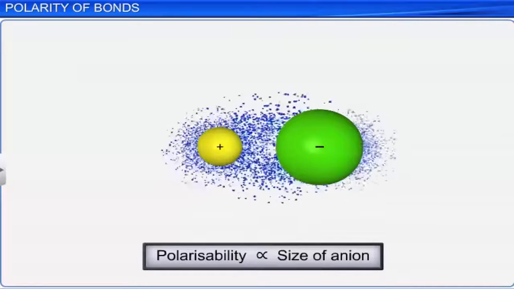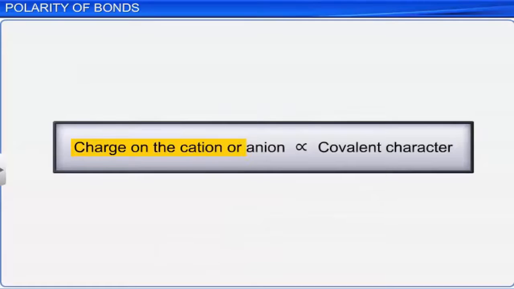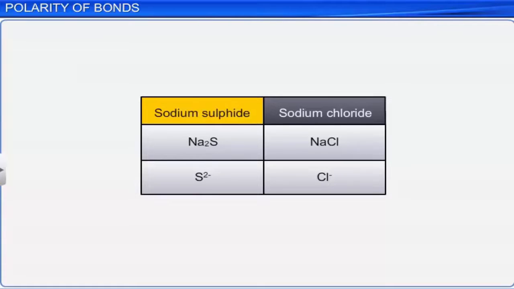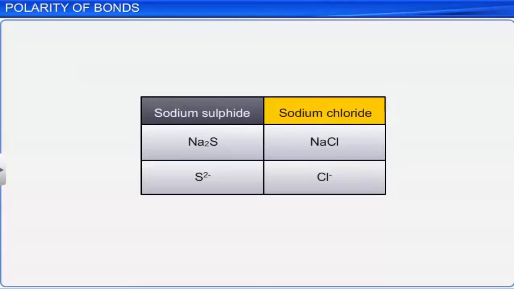The larger the charge on the cation or anion, the greater is the covalent character of the ionic bond. For example, stannic chloride is more covalent than stannous chloride because the charge on tin in stannic chloride is 4, while it is 2 in stannous chloride. On the other hand, sodium sulfide is more covalent in nature than sodium chloride because the charge on the sulfide ion is greater than the charge on the chloride ion.